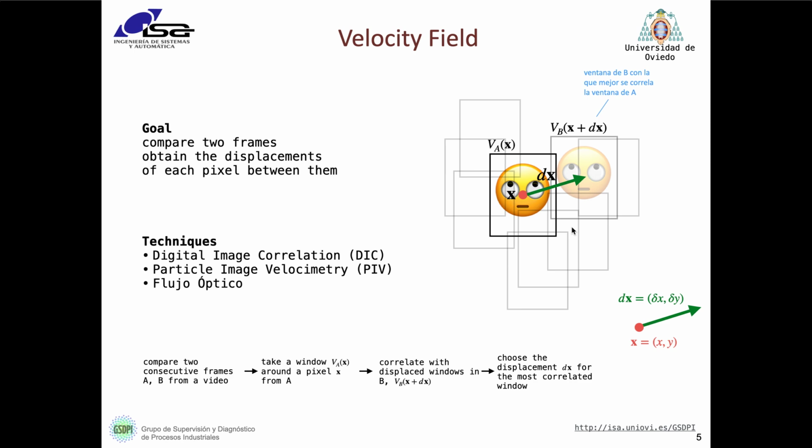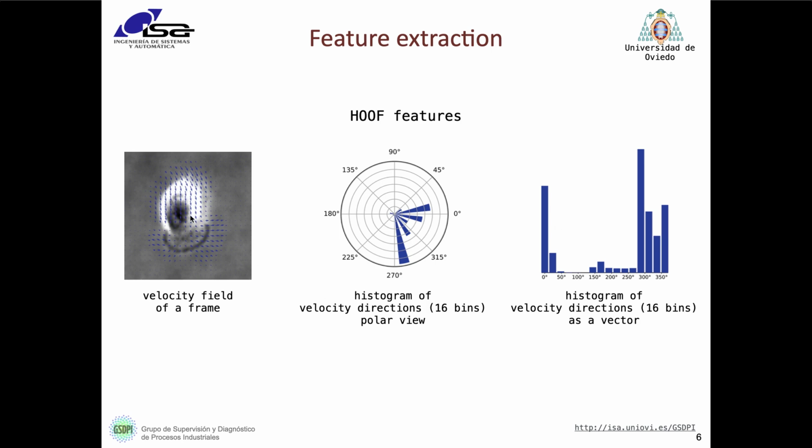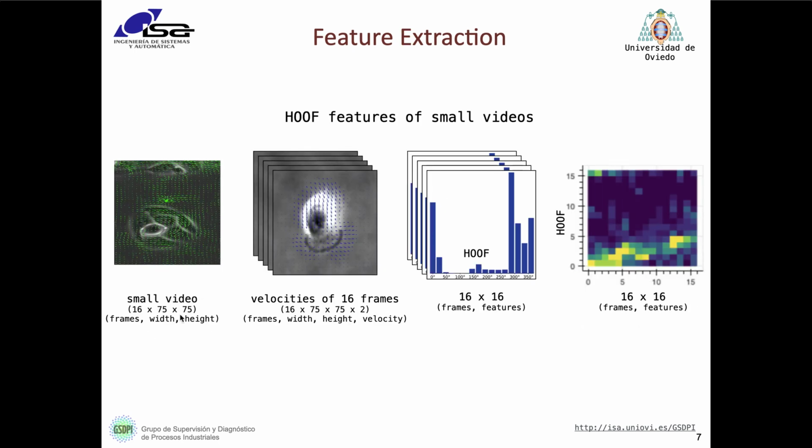The HOOF method considers an easy approach, taking a histogram of the speeds in several directions for the considered region, for example 16 directions. We considered analyzing small videos covering regions of 75 by 75 pixels and 16 frames. The HOOF was applied for the 16 frames to provide time context. Stacking the HOOF descriptors for the 16 frames, we get a 16 by 16 image conveying the evolution of the displacements along the small video.